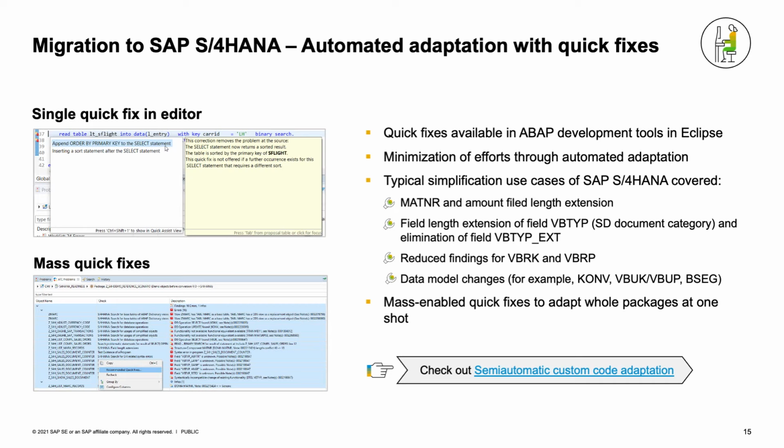The typical simplification use cases of SAP S/4HANA cover issues like, for example, missing ORDER BY in selects, or material and amount field length extensions, or different data model changes, and so on. And of course, mass-enabled quick fixes are also offered in ABAP development tools in Eclipse. You can execute them in one shot and adapt whole development packages.